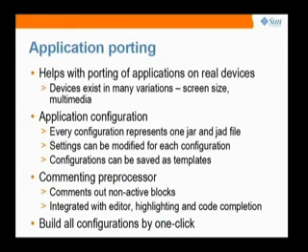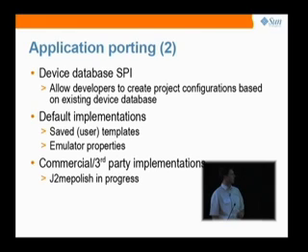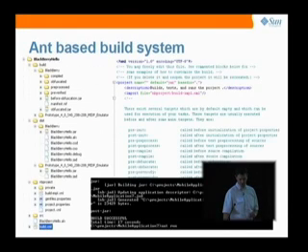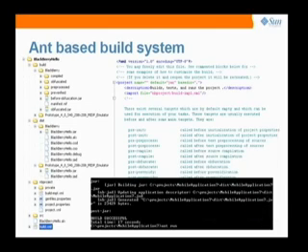So the next slide is just a summary of application porting. What's new in 6.0 is this device database SPI. As I said before, the default implementation is for existing templates and properties obtained from the emulators. Now I'm getting to the Ant-based build system. I said before that all projects in NetBeans are Ant based. So it's the folder with sources, and then there is one main build XML file, and then a bunch of standard Ant properties. That's it.